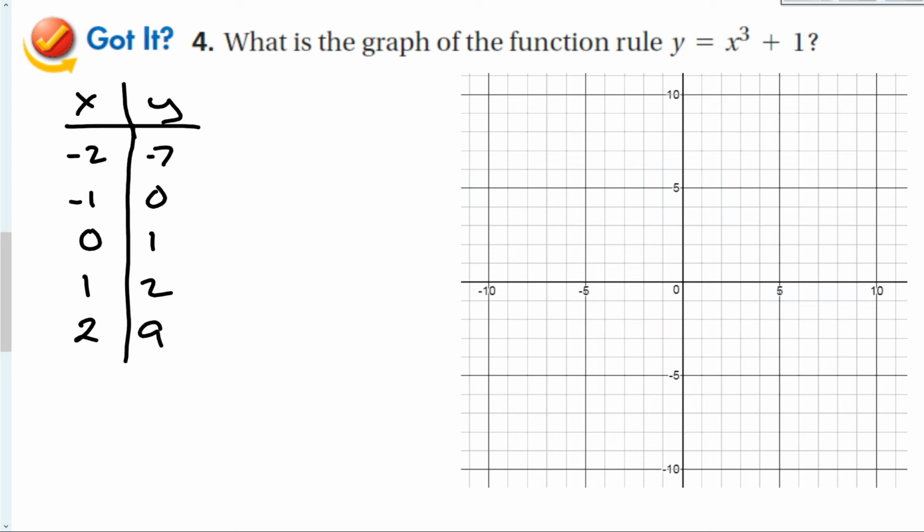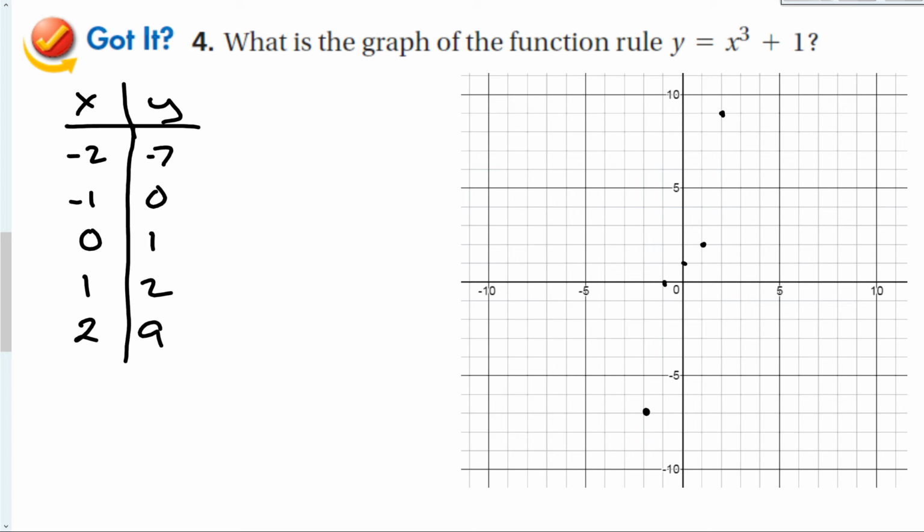Okay, so you can see what this is going to look like: -2 down to -7, -1 to 0, 0 to 1, and then 1 is going to be 2, and then 2 is going to be 9.